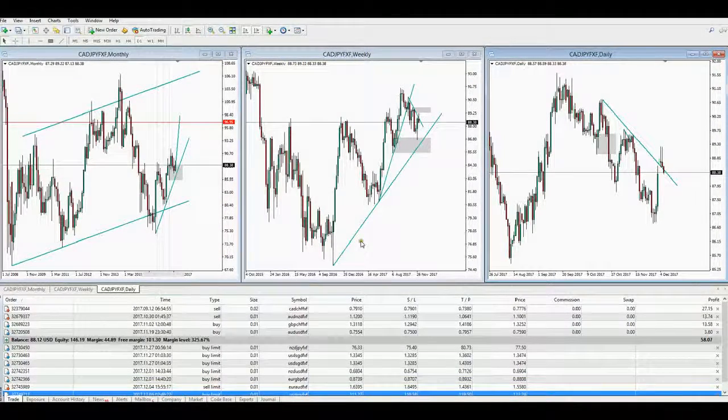CAD yen, a bit of a potential measured move there to the upside, but basically uptrend, waiting for the weekly to get in sync.